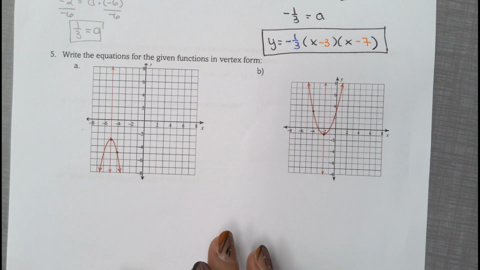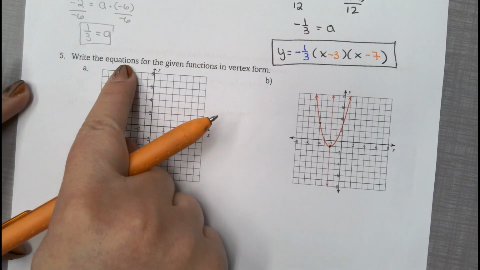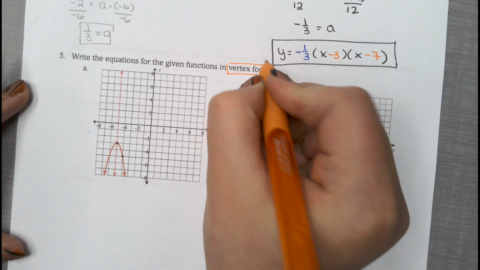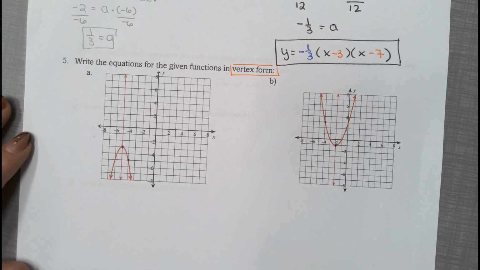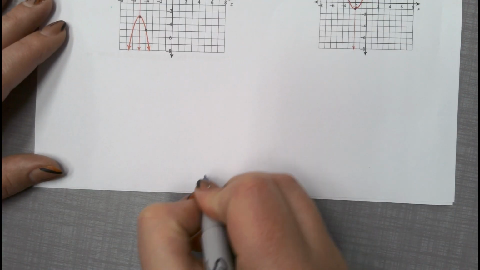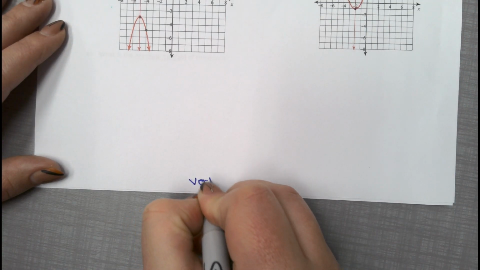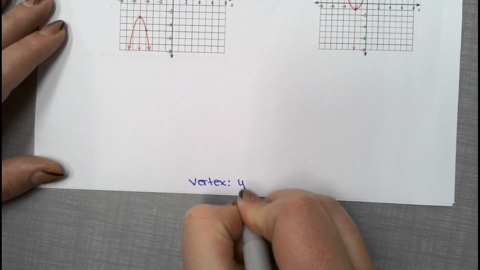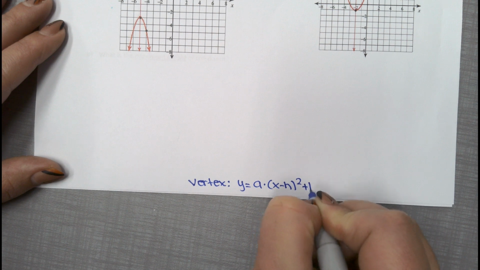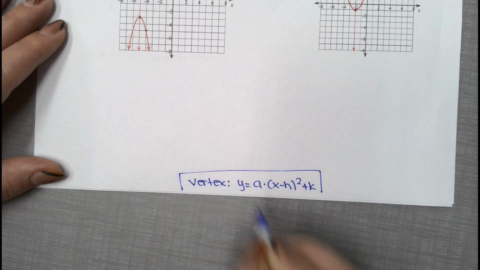All right, now on question number 5, it's asking to write the equation for the given functions in vertex form. Once again, we need to know our formulas. And for our formulas, I'm going to write it down below. So vertex form is y equals a times x minus h squared plus k. So when we write our answer, it needs to be in this format.